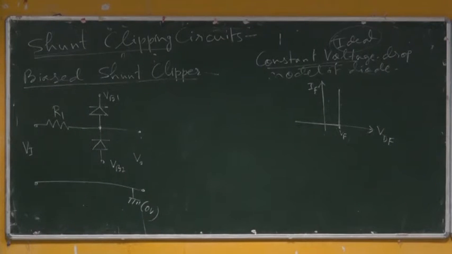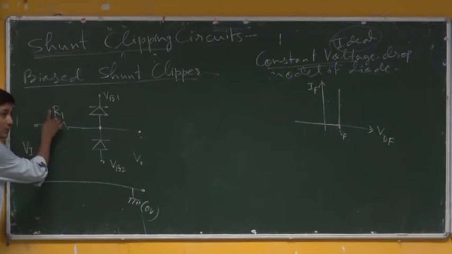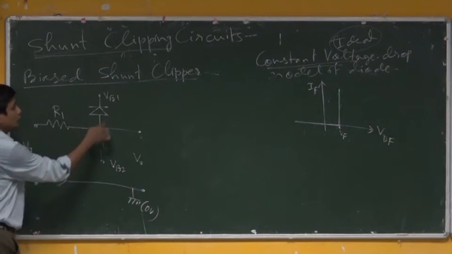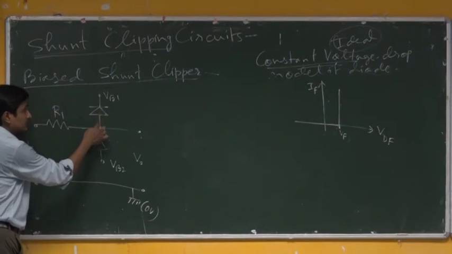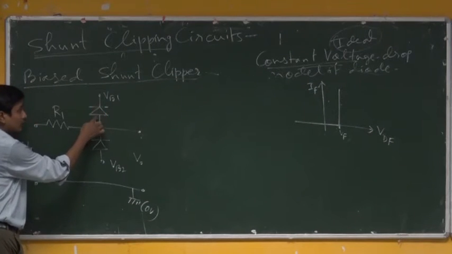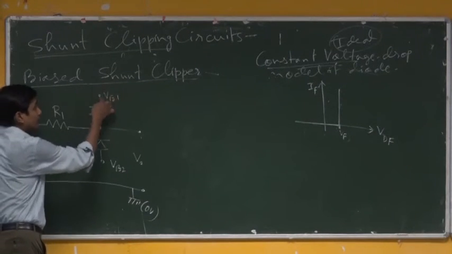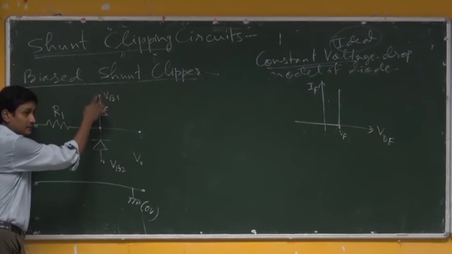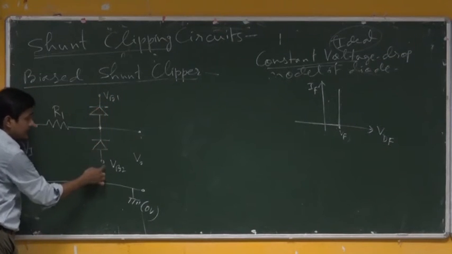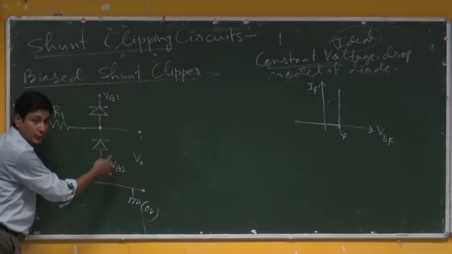So, let me explain the configuration. Here one resistance R1 is connected to two diodes, where these diodes are connected with another potential VB1 on the other side, and this is connected to the other potential VB2.